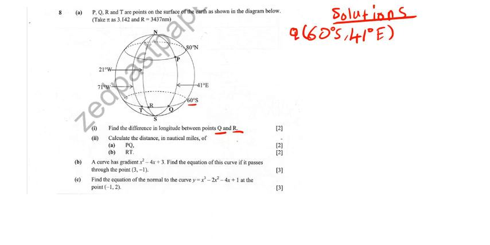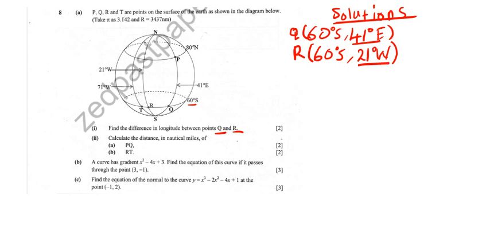And then R, what is the latitude of R? They are sharing the same latitude, which is 60 degrees south, comma. Now the longitude is 21 degrees west. So you say 21 degrees west. So they are interested in the longitude, which is this one and that one.